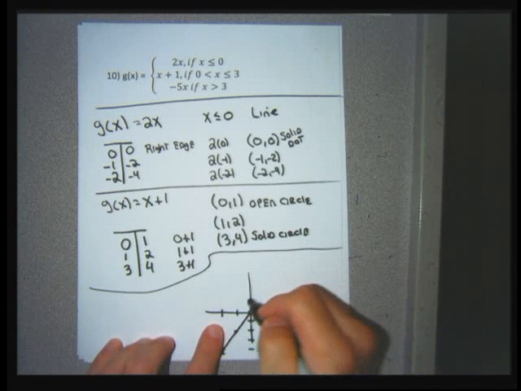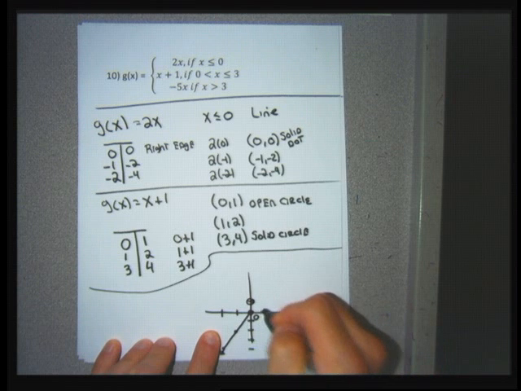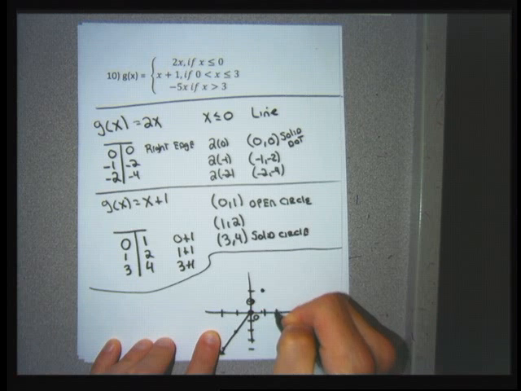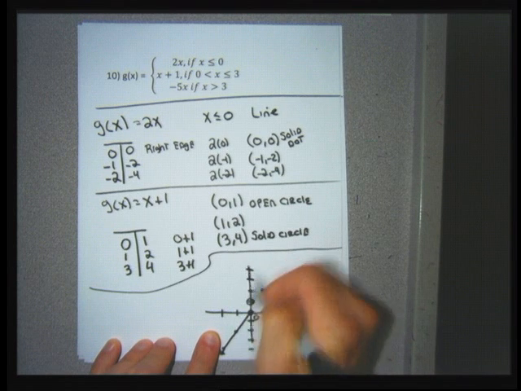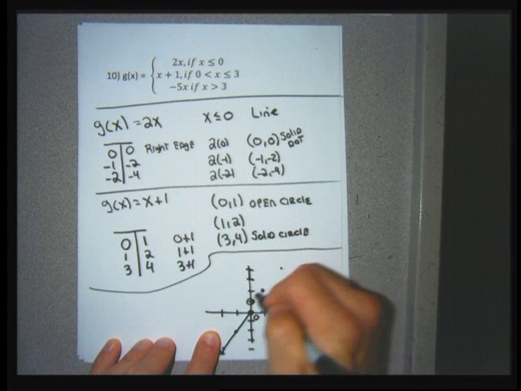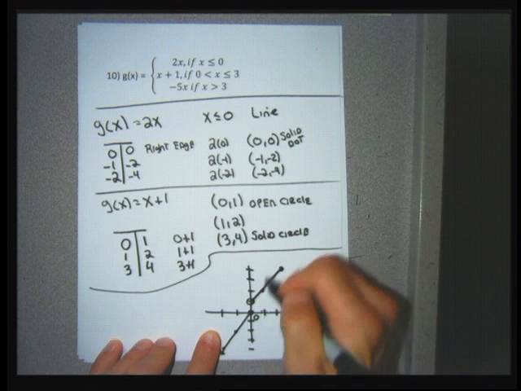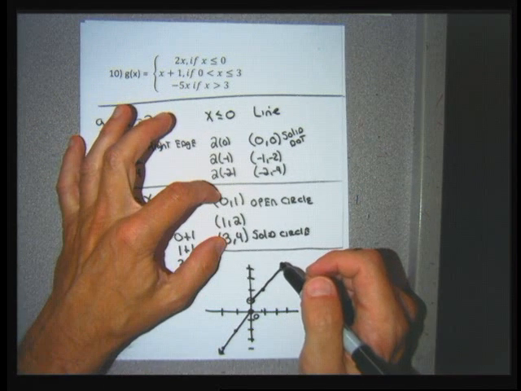First point, (0, 1), open circle. Second point, (1, 2), closed circle. Third point, (2, 3), and the fourth, (3, 4), and they should line up on a line, and it stops right here. It doesn't go on. This middle segment only goes between these 2 points. It doesn't go beyond these 2 points.